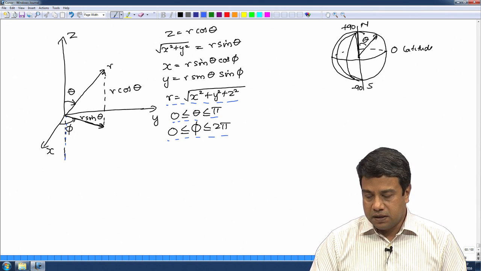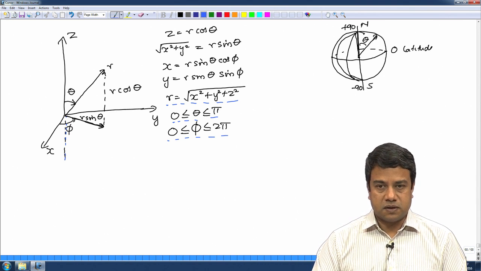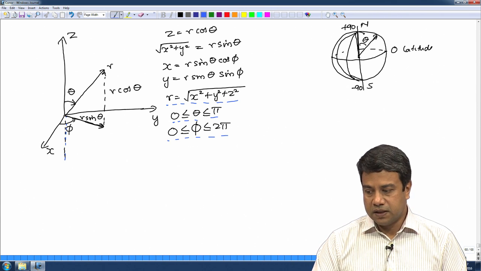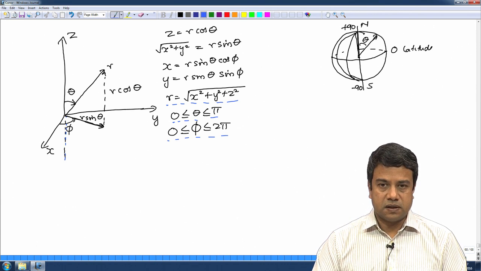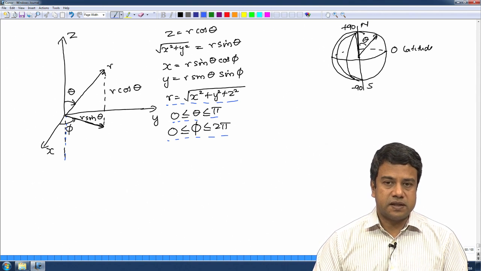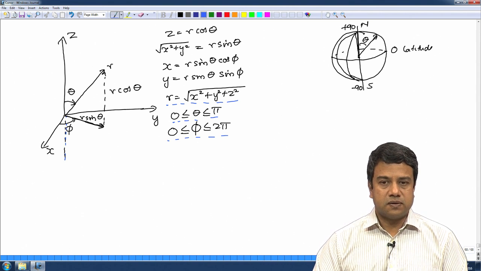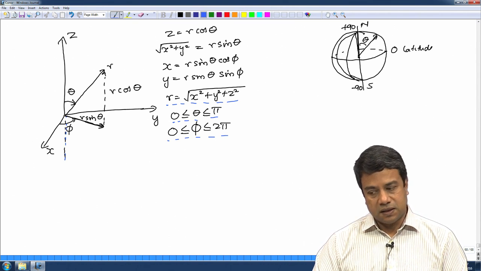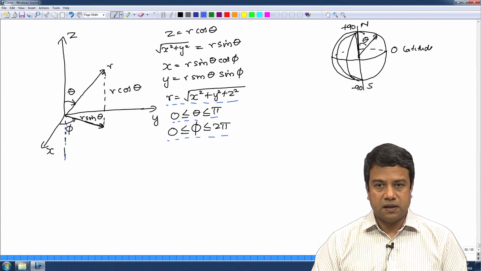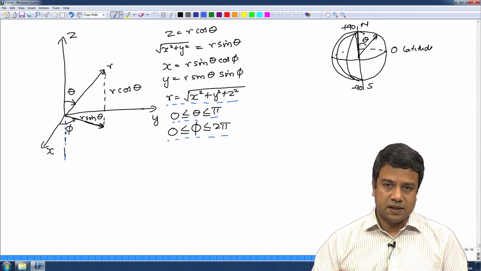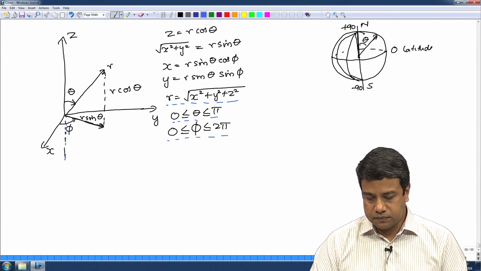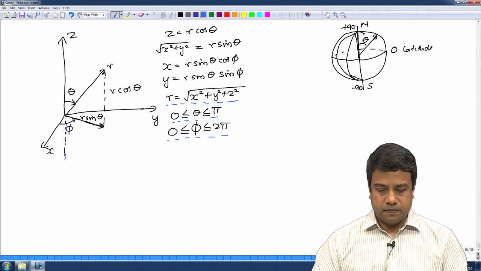And the angle around the z axis is the meridional angle. That gives you the longitudes. The longitudes go from 0 to 360. They start at 0 and then go all the way around to 360. That is the angle phi. In this case, the 0 longitude is the x axis. So, that is the coordinate system.